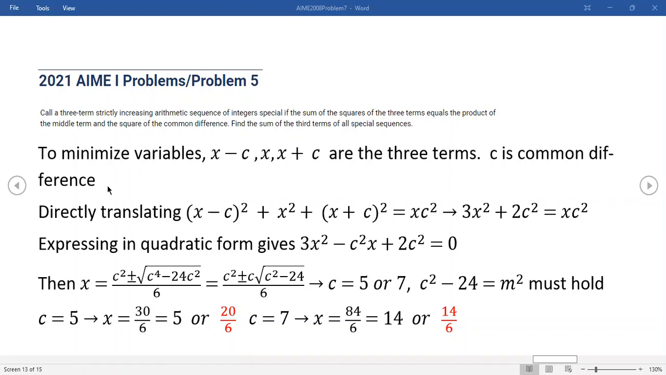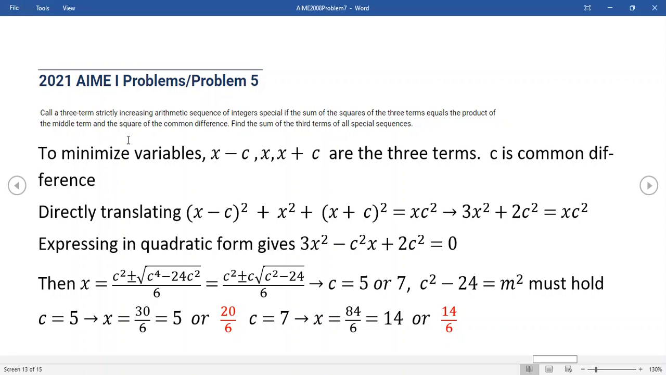Now, this problem is just as much comprehending the English as it is doing the math. So the first part is going to be a direct translation. We have to read through this description of the problem. It says, call a 3-term strictly increasing arithmetic sequence of integers special if the sum of the squares of the first 3 terms equals the product of the middle term and the square of the common difference.